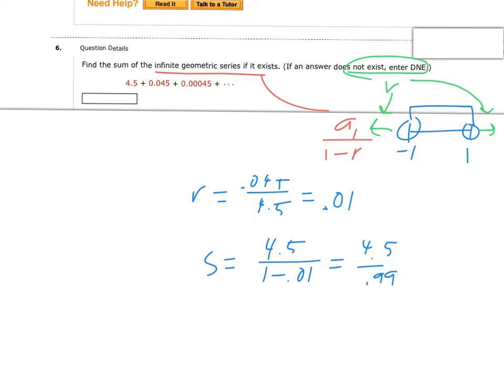And I get 4.54 repeating, although I don't think it's going to like that answer, so I'm going to change this into a fraction here.